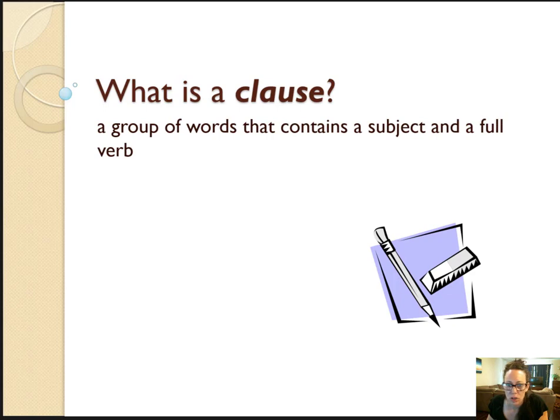A clause is just a group of words that has two things, a subject and a full verb. So a subject we know in English is going to be a noun phrase, possibly a pronoun, and that's going to be at the beginning of our clause. So our clause should start with the subject. That should be the first word or words of a clause. And then that should be followed by a full verb or a real verb. And as you know, the subject and the verb should agree with each other. And then you should also see some tense in your full verb. So that's what we're looking for.